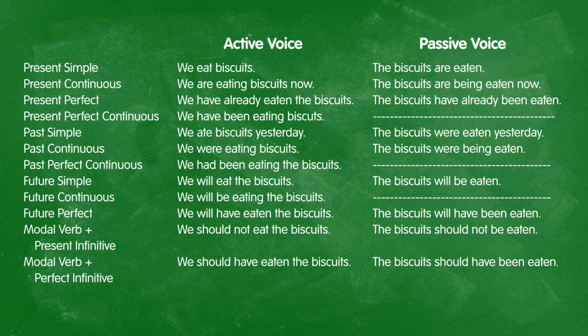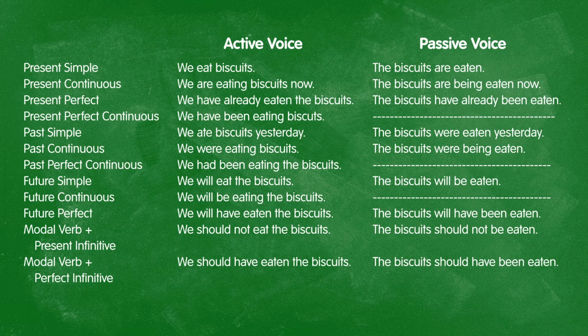We form the passive voice by using the verb to be, followed by the past participle of the main verb. So let's look at some ways that we do this by looking at chart 1 together. If I'm talking in the present simple tense, in active voice, I would say something like, we eat biscuits. But in passive voice, this becomes, the biscuits are eaten. Now, in the present continuous tense, we are eating biscuits now, this turns into, the biscuits are being eaten now. Present perfect, we have already eaten the biscuits, becomes, the biscuits have already been eaten.